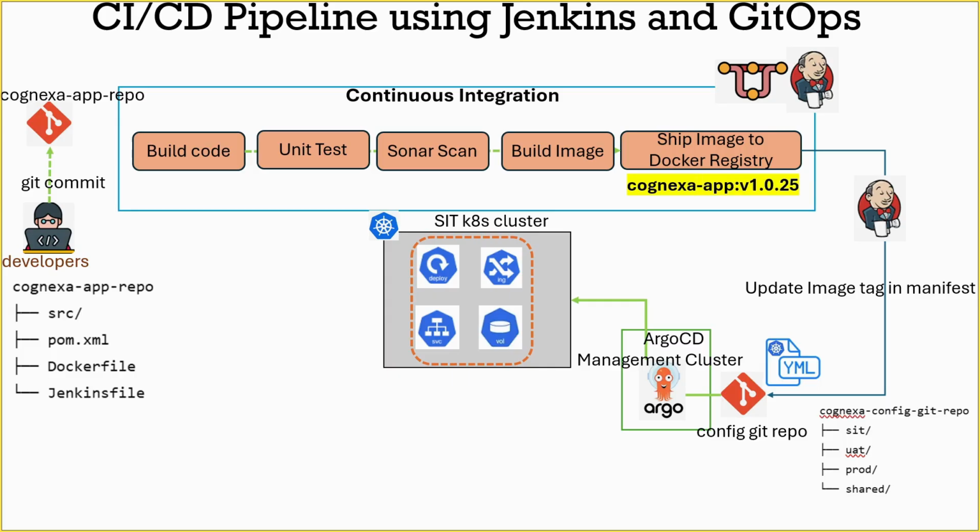Well, this approach ensures Git remains the single source of truth, no direct kubectl access is required, full auditability through Git history, and automatic drift detection.